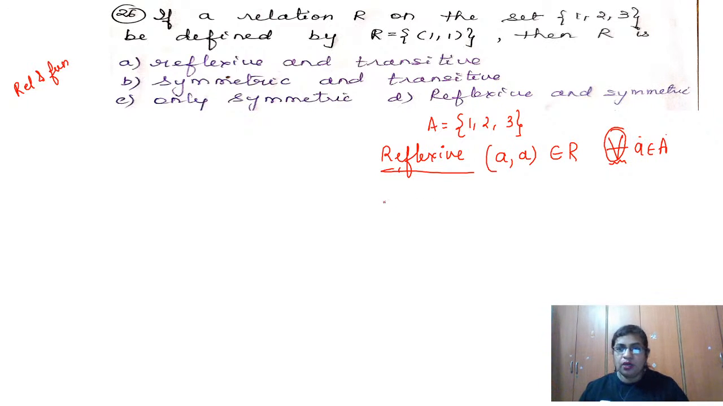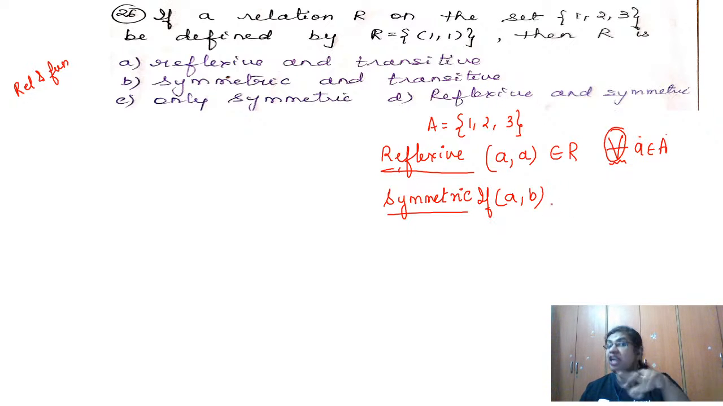Okay. Now coming to the second one. When is a relation said to be a symmetric relation? When we say a relation is symmetric, it means: if (a, b) is there in R, then its opposite also should be there in R. Here we are checking in the relation, not all the possibilities. So what is the condition for symmetric? If (a, b) is there, only then you have to check. If the condition is not there, you don't have to check.